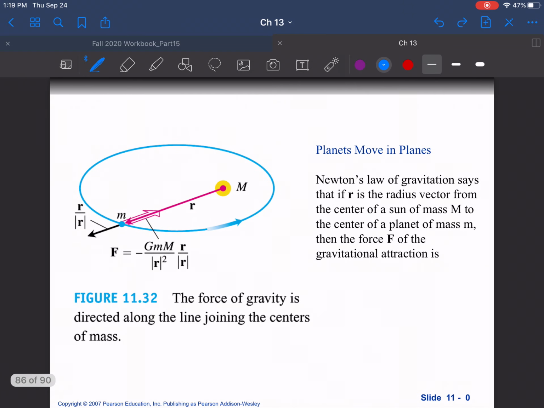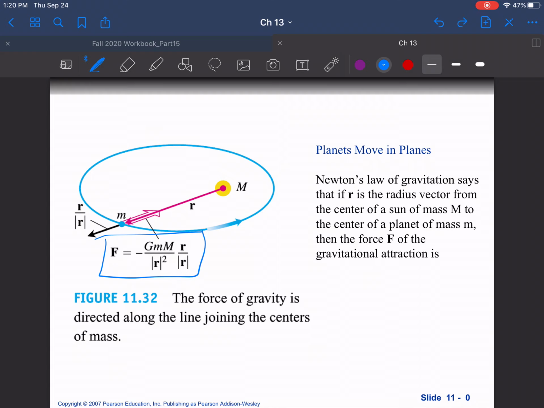Okay, so taking a look at this, we have planets, some examples here. Planets move in planes, so we don't have to worry about that z component. But we have Newton's law of gravitation, which says that if r is the radius vector from the center of the sun of mass M to the center of a planet of mass m, then the force vector is the gravitational force. And it's written right here for you: negative G m1 m2, or mass of the planet, mass of the sun, divided by the radius squared, and it's in the unit vector radial direction.